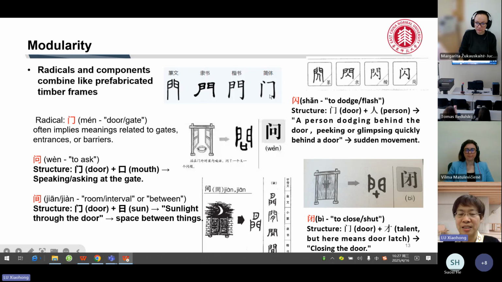So here you can see the door is like in agriculture, like the pre-made timber frame. So in the character, it's a radical or component to make a word.